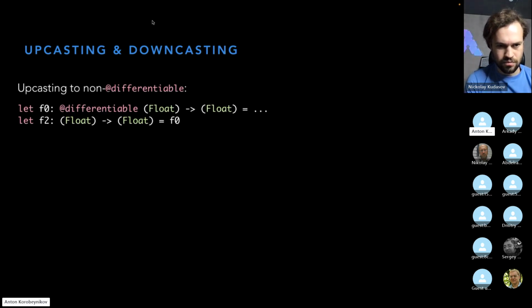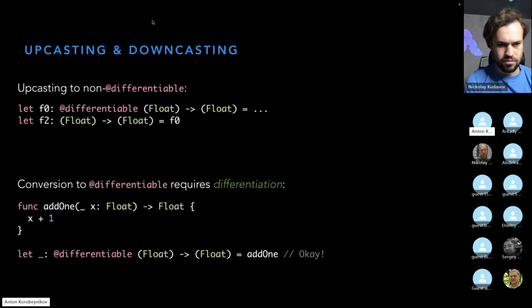As Ildi said, upcasting a differentiable function to a normal function is free, right? We just drop the derivative pointer, and that's it. But downcasting, on the other hand, depends on the function's structure. The function at 1 here, defined here, is differentiable, so it can be converted to a differentiable function. So in general, downcasting a normal function to a differentiable function triggers differentiation by the compiler.